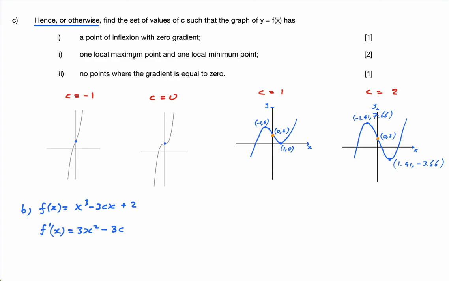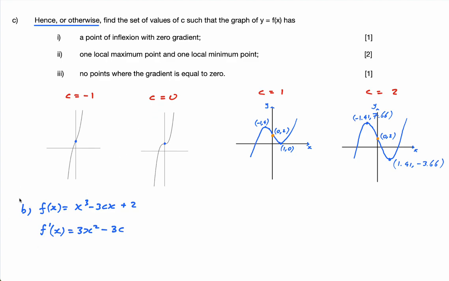Part 2, 1 local max and 1 local min point. Well, which of these graphs have 1 local max and 1 local min? Well, it's these ones. And this is for c equals 1 and c equals 2. And I bet you if you do c equals 3, c equals 4, c equals 100, c equals 1.23456, you would also get 1 max and 1 min. So the set of values of c, it has to be greater than 0. And then similarly, at no points where the gradient is equal to 0, that's this one. There's no turning points, no point of inflection. It's for the negative c's.